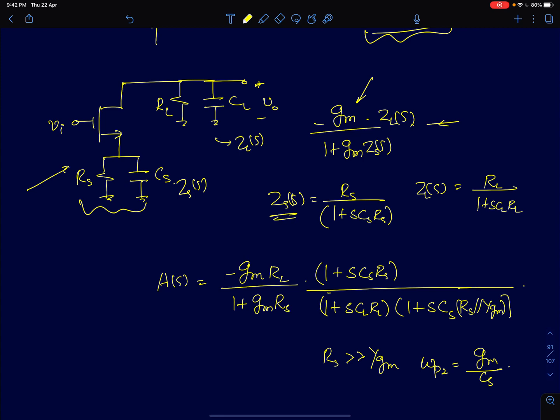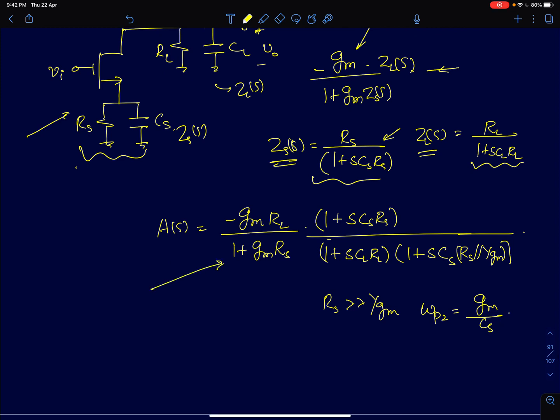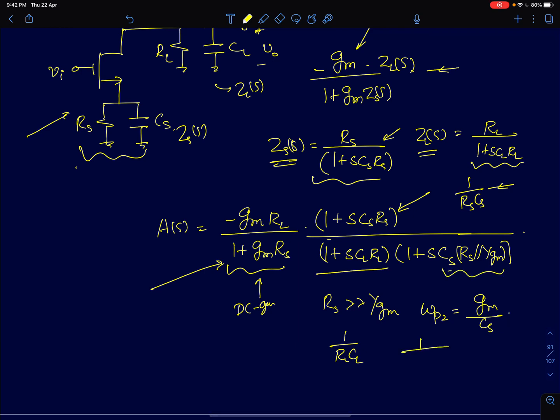Now if I substitute Zs(s), which is the parallel of Rs and Cs, as Rs by 1 plus s Cs Rs, and ZL(s) as RL by 1 plus s CL RL, I'll get this expression. So I'll get minus Gm RL by 1 plus Gm Rs, this is your DC gain, times the product of zeros and poles. Here the numerator shows 1 plus s Cs Rs, so the zero is at 1 by Rs Cs, a left half plane zero, and we have two poles here. 1 plus s CL RL is the output pole, so 1 by RL CL is a pole, and we have a third pole which is at 1 by Cs into Rs parallel 1 by Gm.